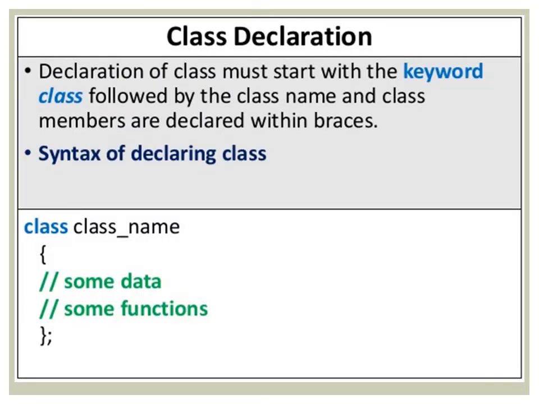How to declare the class? Declaration of the class must start with the keyword class. So class is the keyword, which is followed by the name of the class, and class members are declared within the braces, that is the brackets. So what is the syntax of declaring a class? Here class is the keyword, then the class name, and then the body in braces: this is the opening bracket and this is the closing bracket. Inside this we can write some data and some functions of that class.